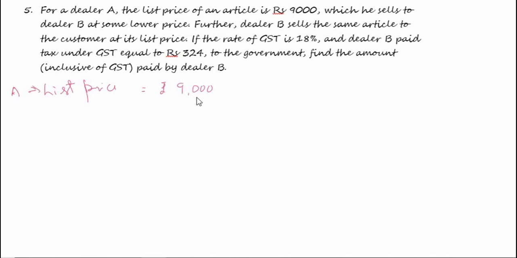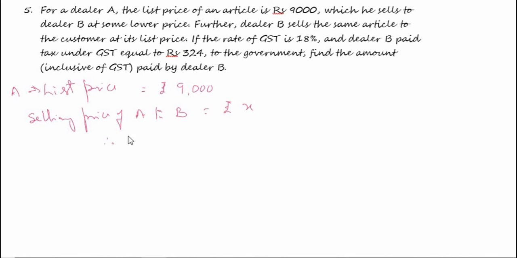A's list price. So now the selling price of A to B is less than 9,000, but we do not know. Let us say that it is X rupees. So he sells at rupees X.